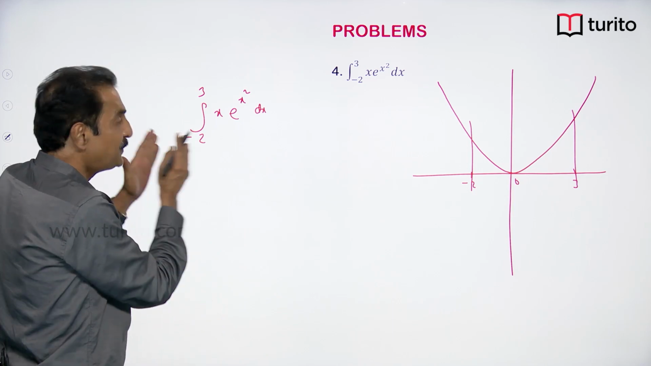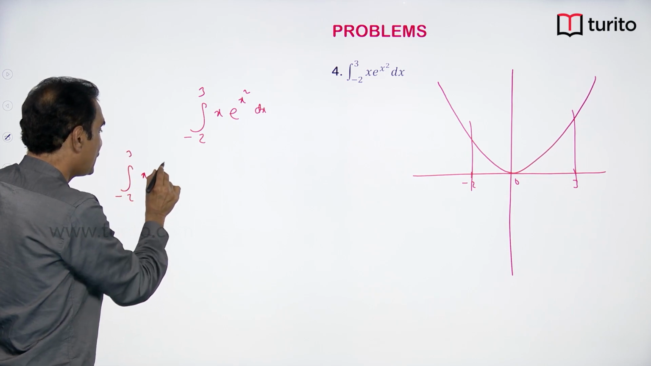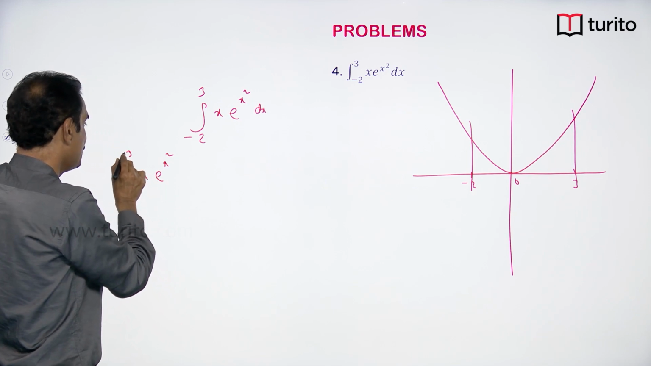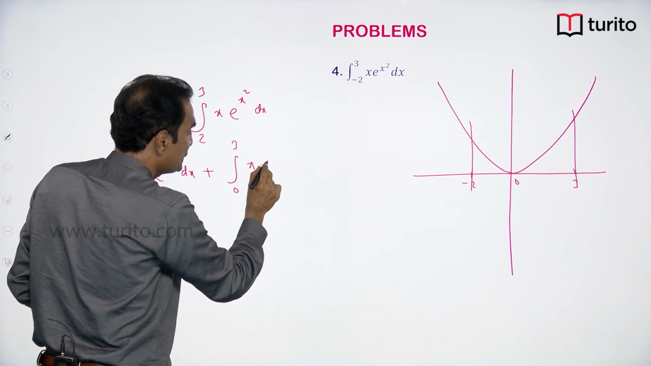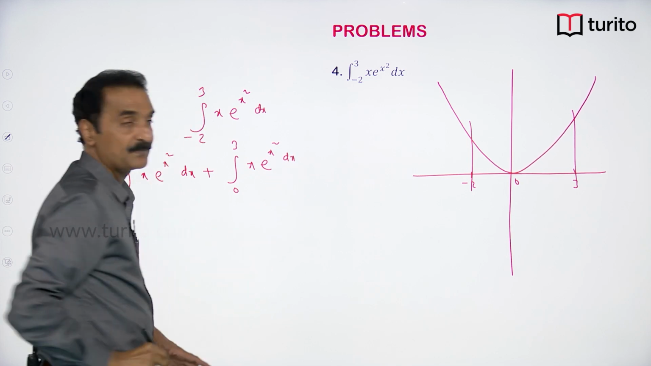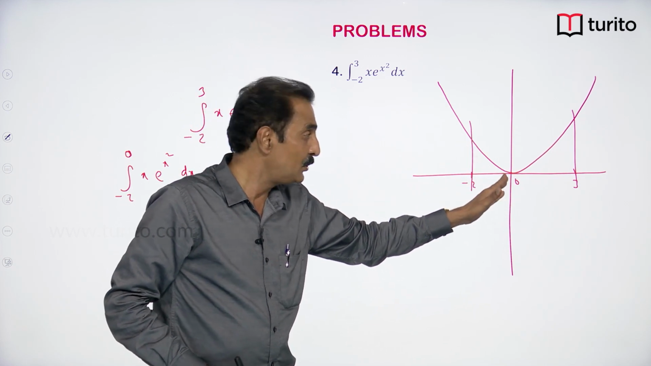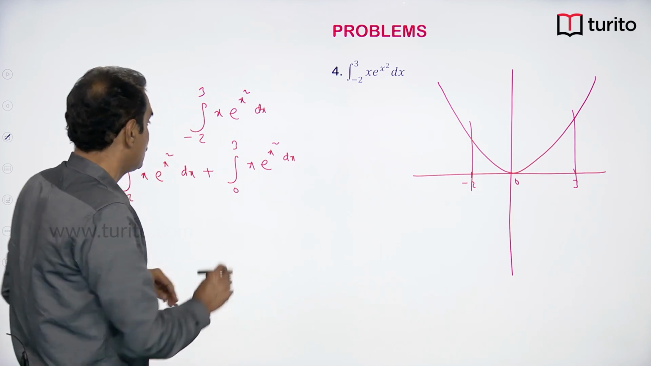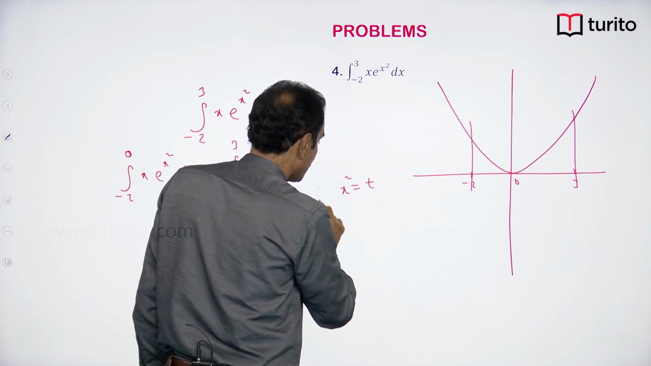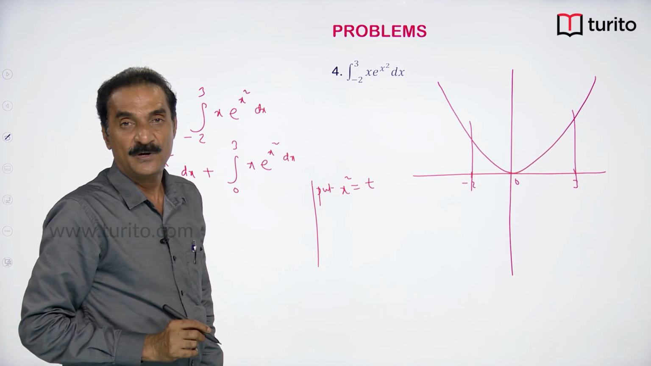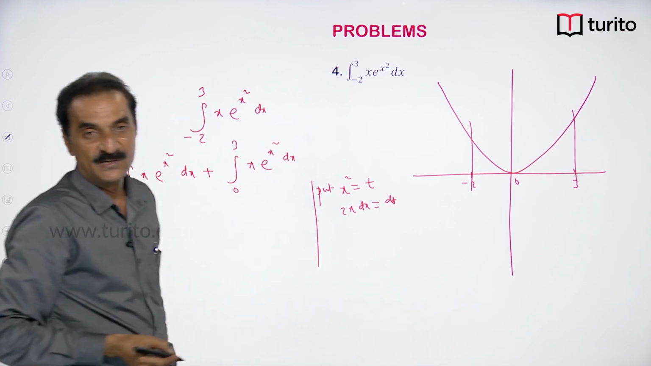So, what we do? We split this into two integrals, -2 to 0 x e power x square dx plus 0 to 3 x e power x square dx. Now, in the interval -2 to 0, it is strictly decreasing, x square is monotonic. 0 to 3 also it is monotonic. So, we can substitute x square is equal to t. Now, differentiating on both sides, you will get 2x dx is equal to dt. X dx is dt by 2.